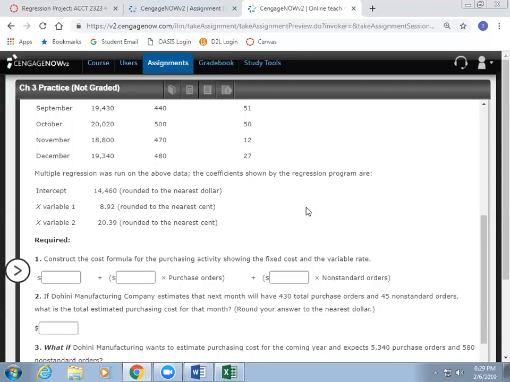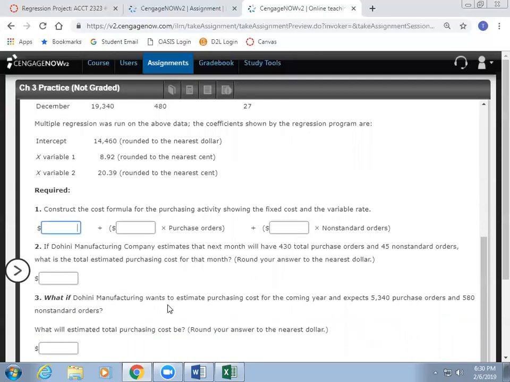So in this case, we returned a new intercept. So our fixed costs went down to $14,460. And then we have the X variable one, which is the number of purchase orders. So that went down to $8.92. And then we have the X variable two, the non-standard orders, at $20.39. So based on the regression, it's actually costing us more than double to process these non-standard orders. So that's a pretty big thing. Now, they don't give us all of the data from the regression, but I would also assume that the regression showed that both are a cost driver, and so that they're both important. So now we get a new cost formula, okay?